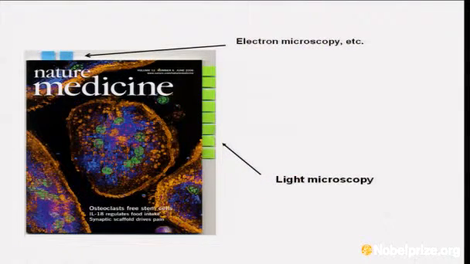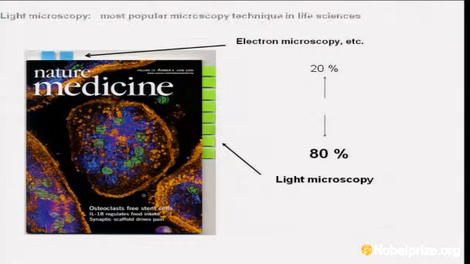Now, the answer to that question is given in the next slide, where I made a little experiment. I counted the numbers of papers in this journal where a light microscope was used and where an electron microscope was used. And now you see which of the two systems won. It's still the case today that light microscopy is the most popular microscopy technique in the life sciences. And that is for two strong reasons.